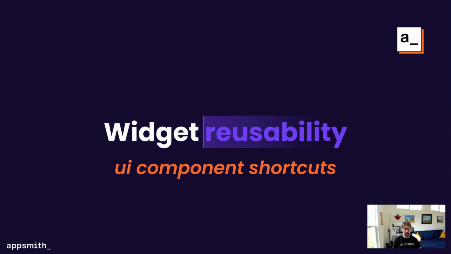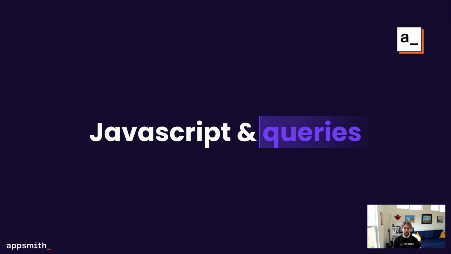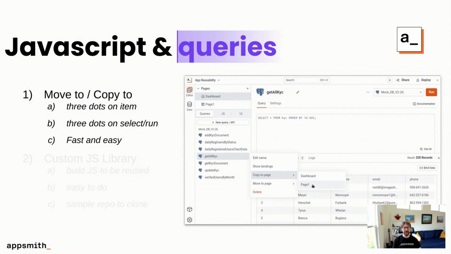So as we've seen, there's a couple of different ways that you can reuse UI components and widgets across the entire platform, whether that's just using Control-C and Control-V, using the buttons to copy, or grouping things together to put them in a place where you need them. Now let's take a look at JavaScript and queries. This may be a place where people are not familiar with a few little simple options that can make your life a lot easier.